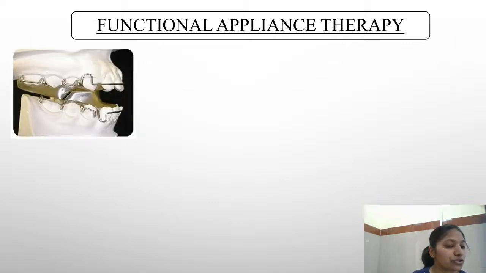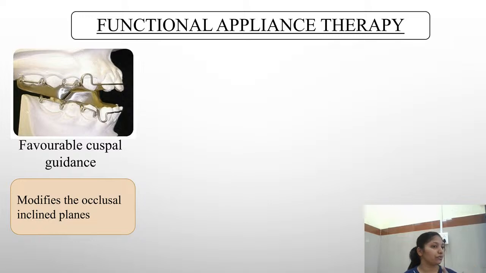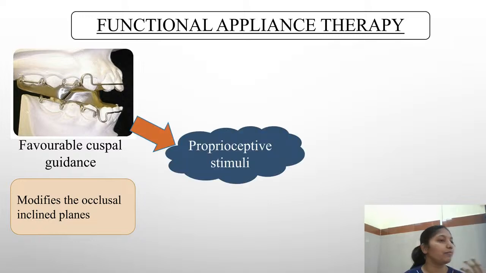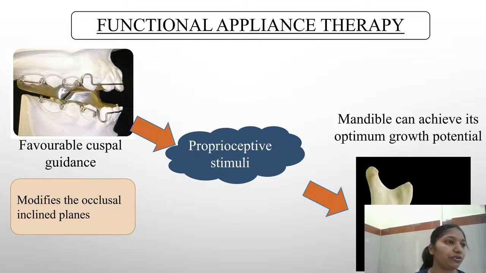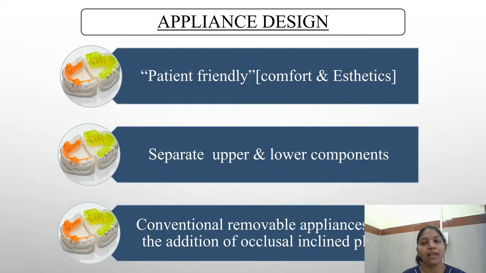So if we use twin block, there is favorable cuspal guidance because we are modifying occlusal inclined planes, and hence there is proprioceptive stimulus to the dentition, which causes the forward growth of the mandible. When it comes to the appliance design, it is a patient friendly appliance because of the comfort and the aesthetic of the appliance, and there are two separate blocks, upper and lower, so the patient can easily eat or speak while wearing the appliance.